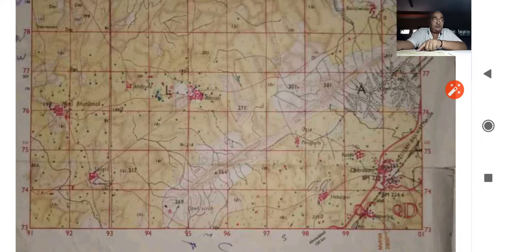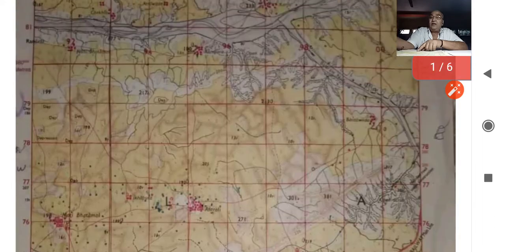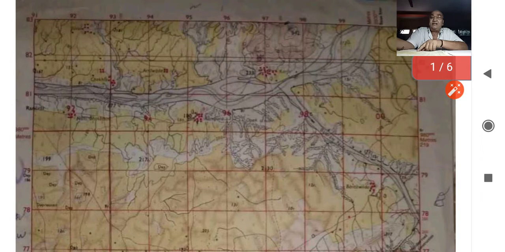Now the third question: to find out the area in the north and south of a northing. If I ask you to calculate the area in the north and south of northing 79, you can see the northing 79. In the north, there are 4 squares in the length and 10 squares in the breadth. So 10 into 4 will be 40 kilometer square area.